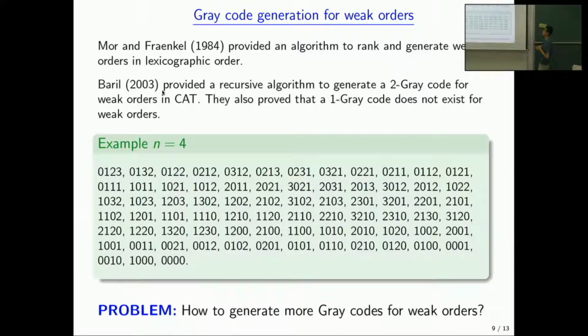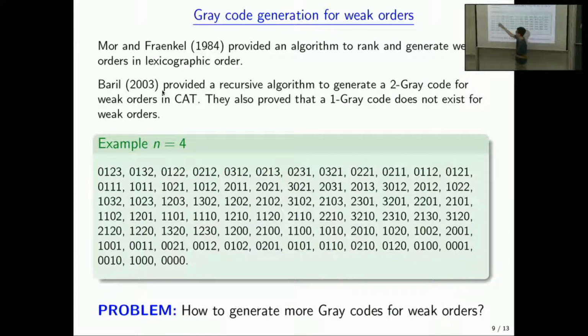For this problem, actually, it was kind of solved before. In 1984, some people developed a way to generate them in lexicographic order. But lexicographic order is not a gray code. The problem was solved by this guy, Baril. He proved that a 1-gray code does not exist, but a 2-gray code does exist, and then he was able to develop an efficient algorithm to generate a 2-gray code for weak orders. This one, for example, is one of the examples of the 2-gray code, where you will see that for each of the consecutive strings, they differ by 2 bits.